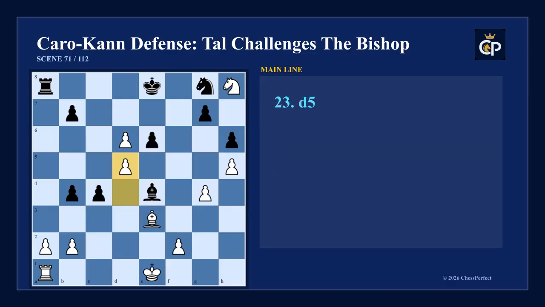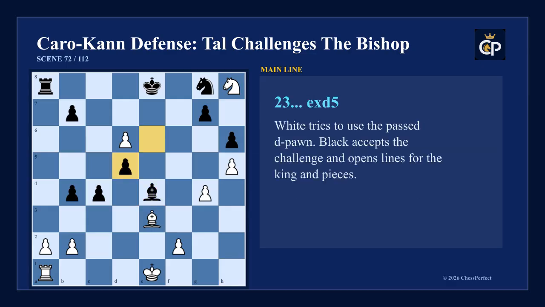d5. E takes d5. White tries to use the passed d-pawn. Black accepts the challenge and opens lines for the king and pieces.